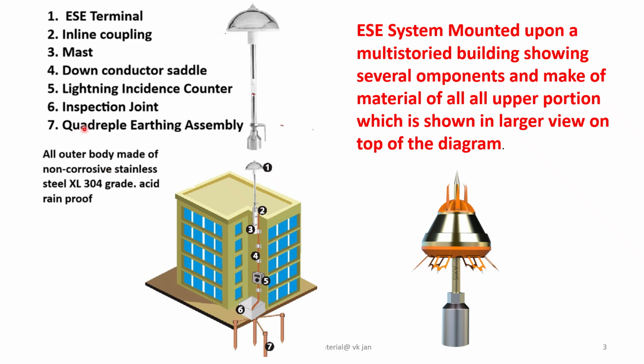Item 7 is the quadruple earthing assembly. This is the earthing set having 4 rods buried in the ground along with a number of salts. This has to be kept watered during the year, during hard times. All outer body is made of non-corrosive stainless steel of grade 304, which provides acid proofing during discharge.